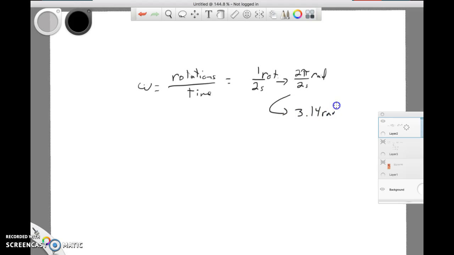So the angular velocity of each of those points was 3.14 radians per second. The frequency, which is just the number of rotations divided by the time, would have been 1/2 or 0.5 hertz.